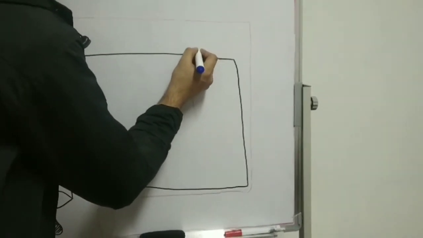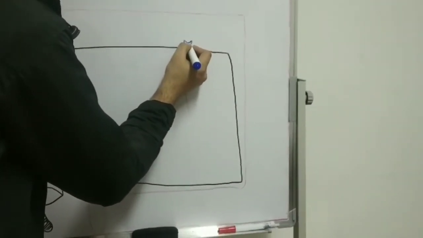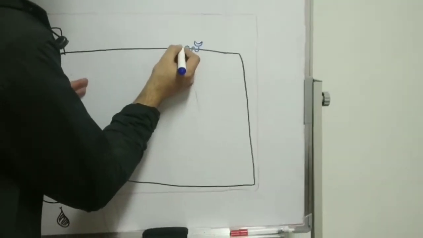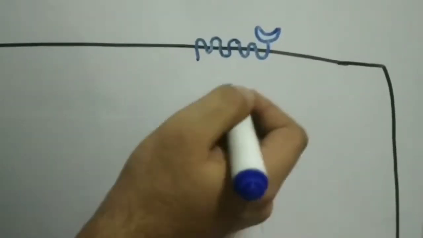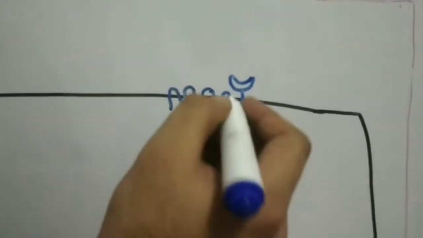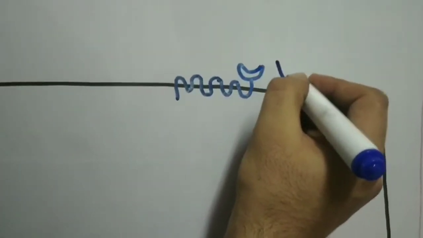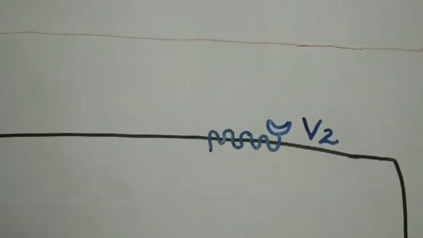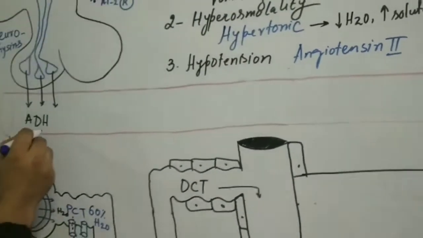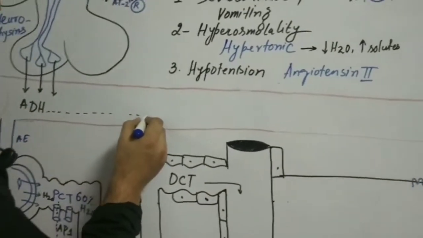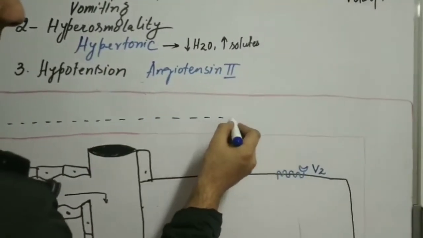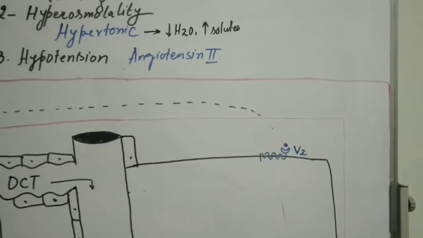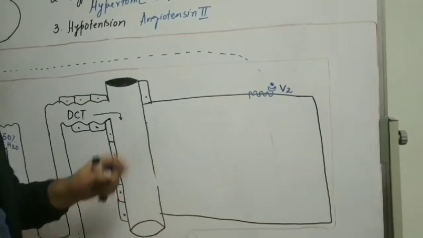Let me show you here, the ADH receptor. These ADH receptors are 7-pass receptors, meaning this receptor will have 7 elongations and depressions. This receptor is also known as the V2 receptor. Whenever the ADH comes from the blood, it will finally stimulate the V2 receptor, which is present on the basolateral membrane of the principal cell.